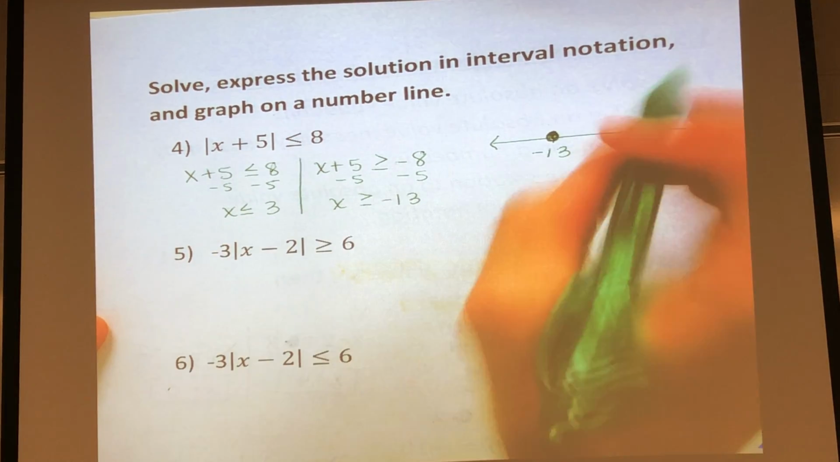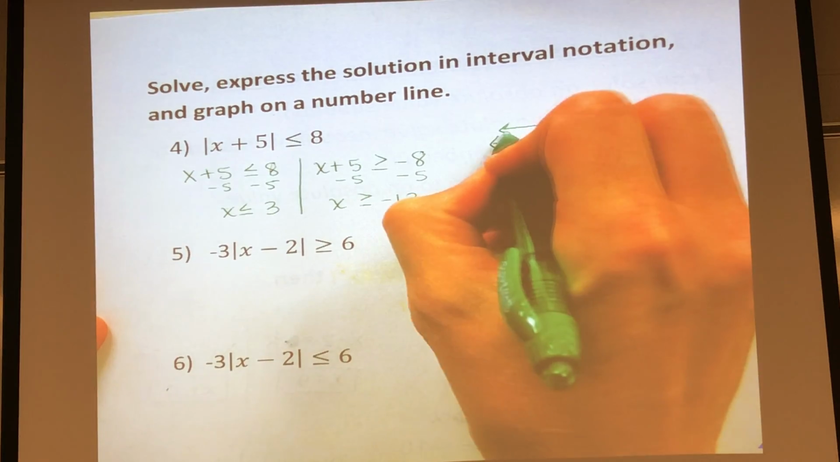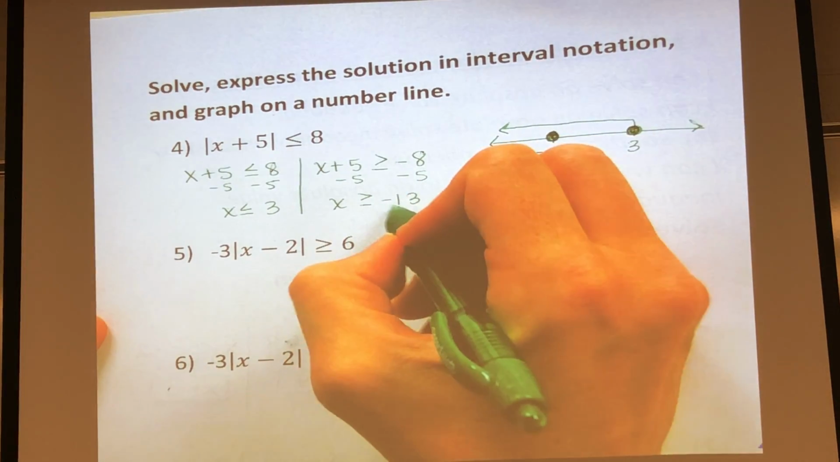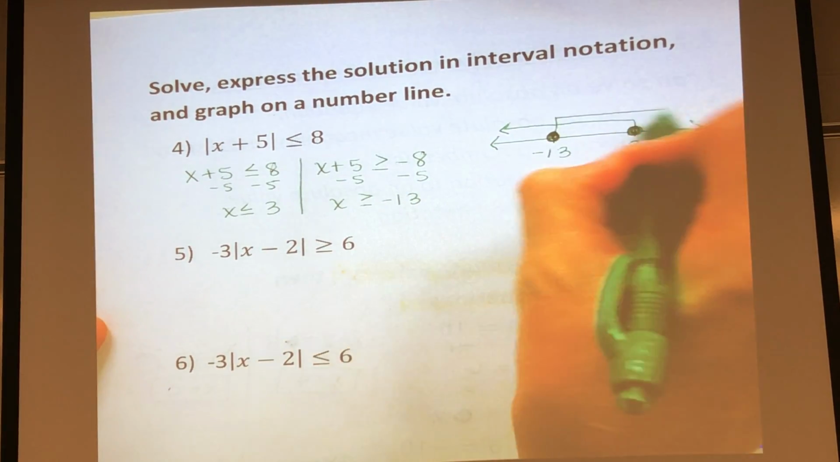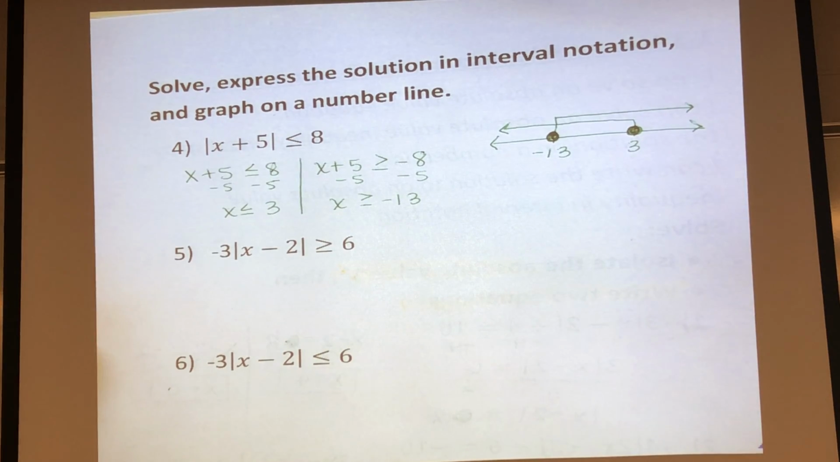X is less than or equal to 3 means we're going to shade everything to the left. X is greater than or equal to negative 13 means we're going to shade everything to the right. Now, if you remember from before, we had words like and or or to tell us if we were looking for everything or for the overlap. Well, there's no words here to tell us what we're looking for. So we have to look at the inequality.